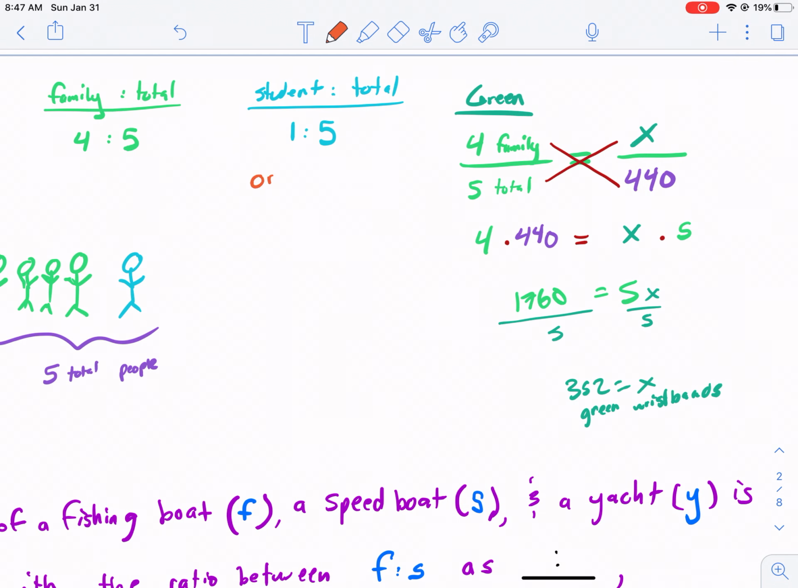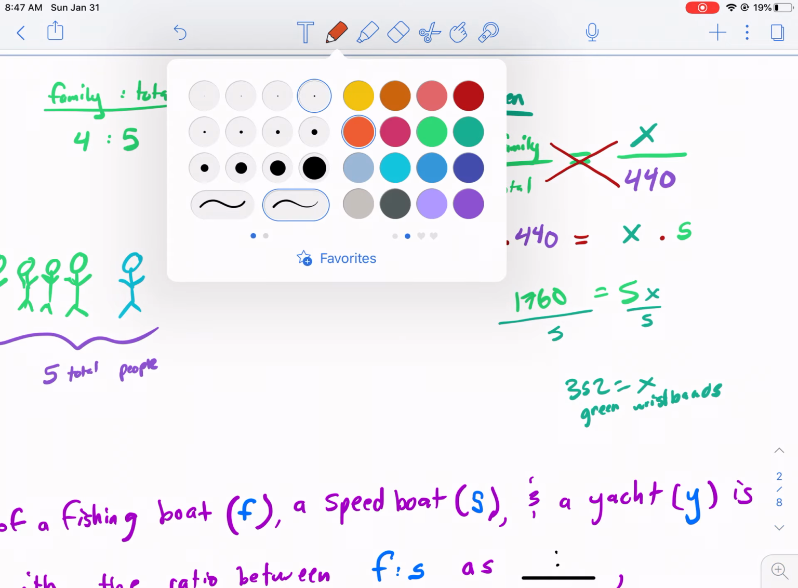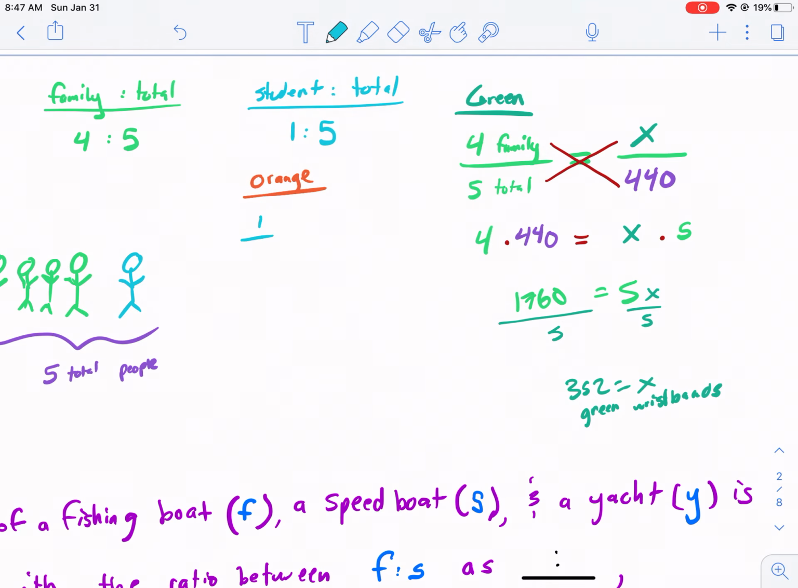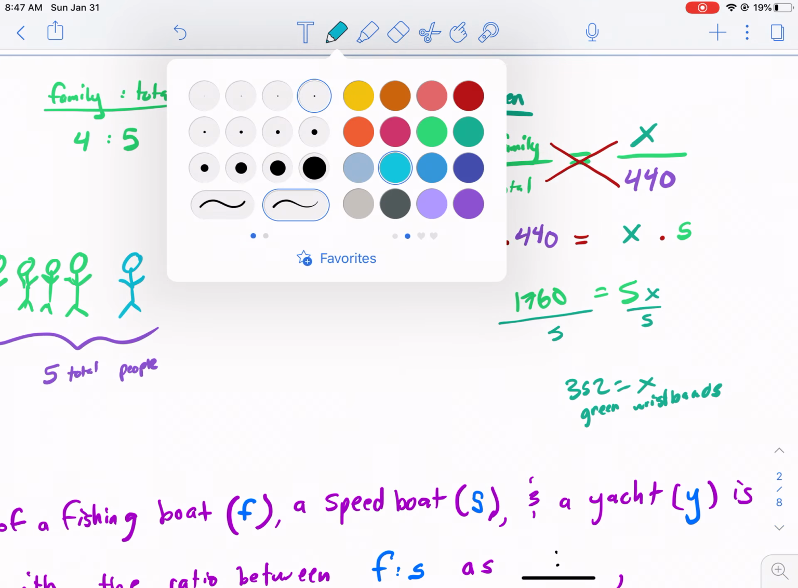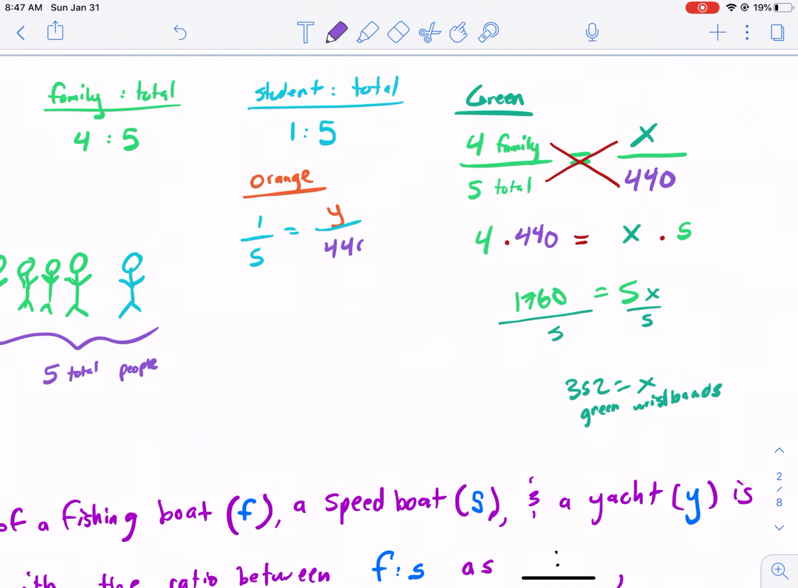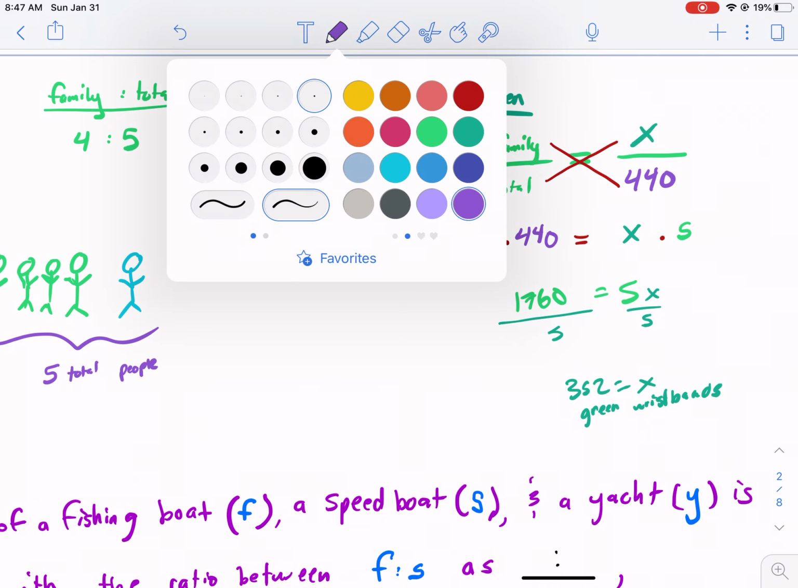But I'm going to show you how you can use proportions to solve it. So we have the orange wristbands here. I should have just made it orange from the beginning, but here we are. And then I have 1 over 5 equals, and again, we want to know the orange wristbands. I'm going to make it y this time, over, again, the same 440. There's 440 total people.